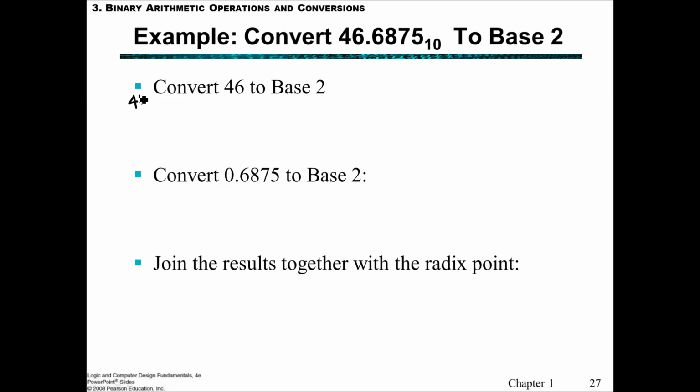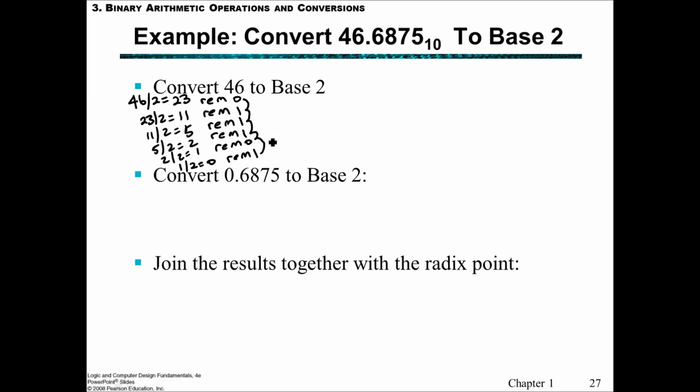So let's write 46 divided by 2 equals 23 with a remainder of 0. 23 divided by 2 equals 11 with a remainder of 1. 11 divided by 2 equals 5 with a remainder of 1. We continue on in this way, and I've sped up the writing. Okay, so now we're going to write these binary digits in reverse order, with this being the first one. So we write out 1, 0, 1, 1, 1, 0. So that should be the answer for 46.